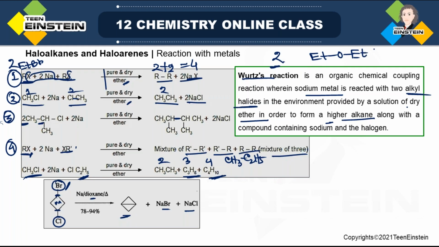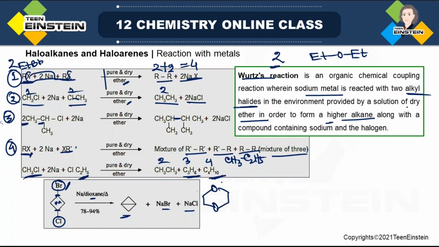Mostly we should call it diethyl ether, but you will see it is simply mentioned as ether. So when nothing specific is mentioned, you can consider it as if it is diethyl ether. But here it is mentioned dioxane, but dioxane is also a kind of ether. So for Wurtz reaction, basically ether is used, and dioxane is this type of ether which is cyclic.